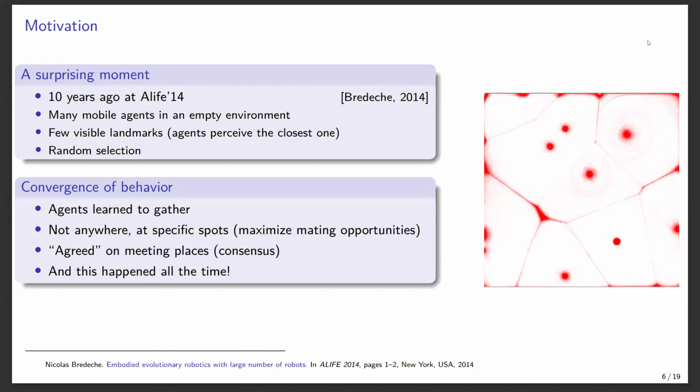We see those lines that kind of remind us of Voronoi tessellations. And we notice that the agents have learned to gather at specific spots and have learned to maximize their mating opportunities. There's a large supply of genomes at those spots because there are many agents. All this was very interesting, but the most interesting thing is that it happened all the time. Every run gives you something that resembles this.